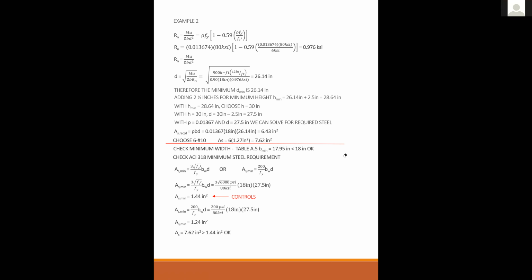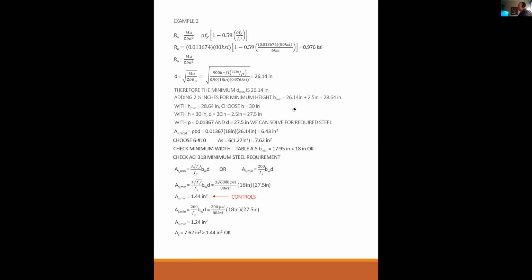Okay, that makes sense. And one more clarification, Professor. So when you find the minimum D, that's from the top to the center of the rebar. Yes. And then this 2.5 inches, is it always 2.5? No, and that's a great question. If you think you can get all the steel in one row, then it's 2.5. But you may find that once you get down here, what if I needed 10 number 10s? Well, 10 number 10s is not going to fit in 18 inches. So I need to move my steel to two rows. If I move my steel to two rows, then this 2.5 is not valid anymore. It's going to be more like 3.5.